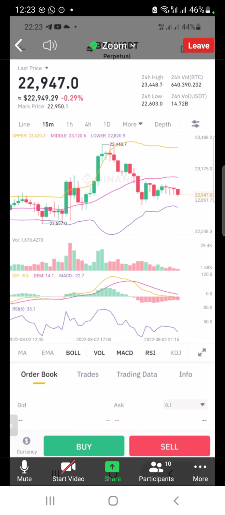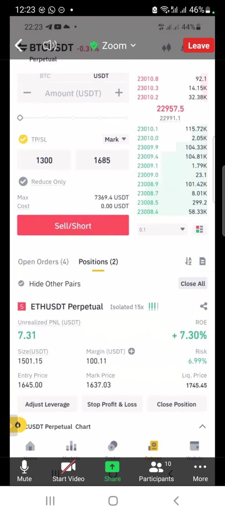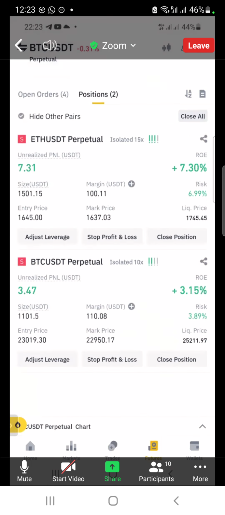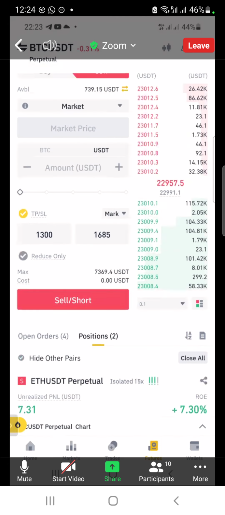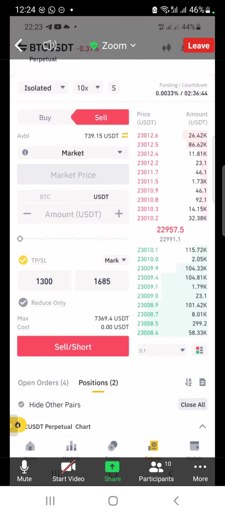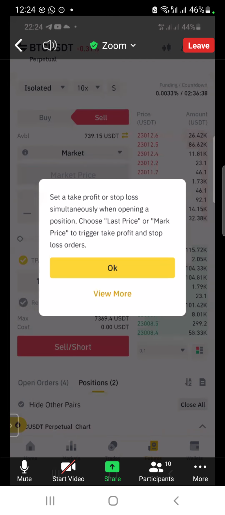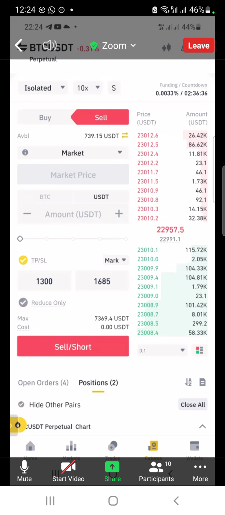So can you also automate it where you can just go and sleep and it takes the profit? Yes. No, you look at my screen. This TP/SL here, yes, take profit and stop loss.